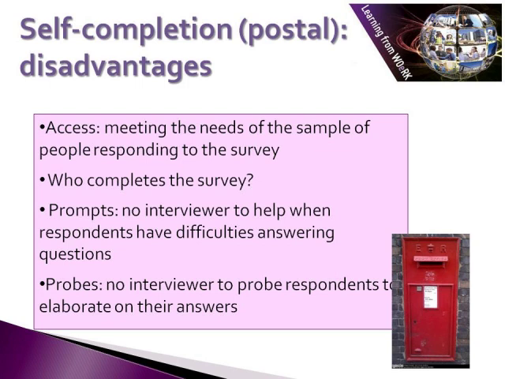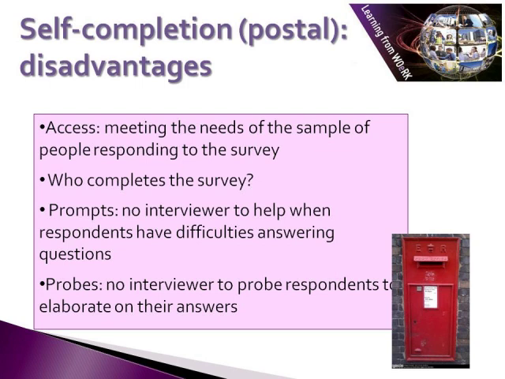Completion of the survey is one of the biggest disadvantages to postal surveying, in that you have no control over who actually completes the survey. Whilst it may get sent to the householder, it may be somebody else within the house that ends up filling the survey out. And what implications does that have for bias?